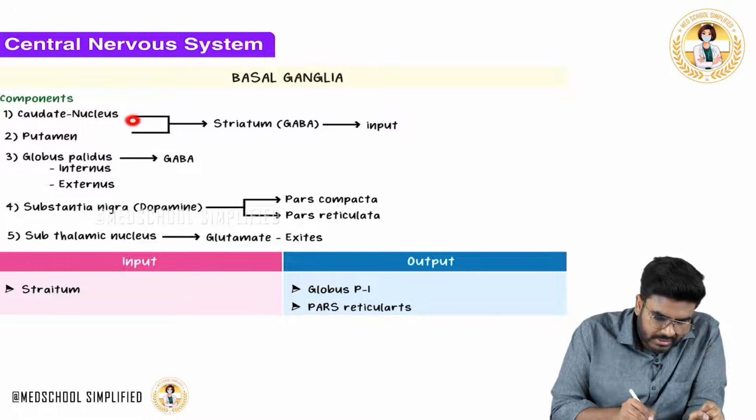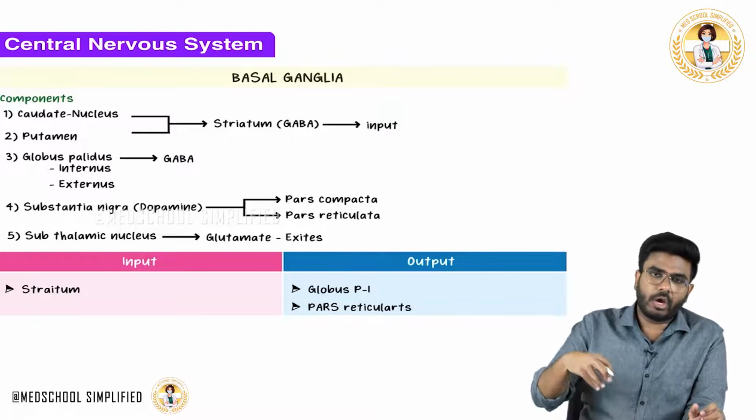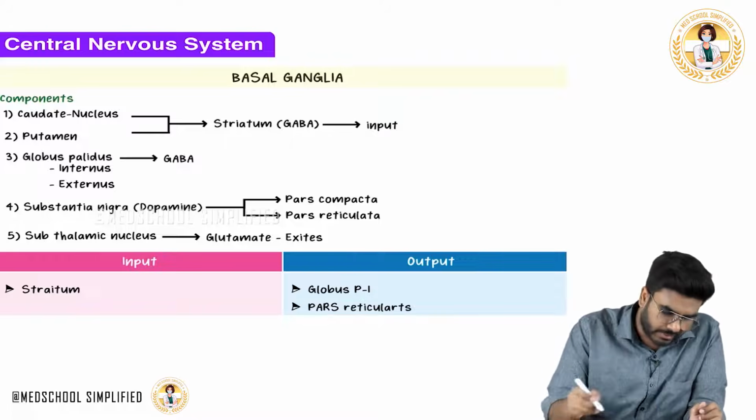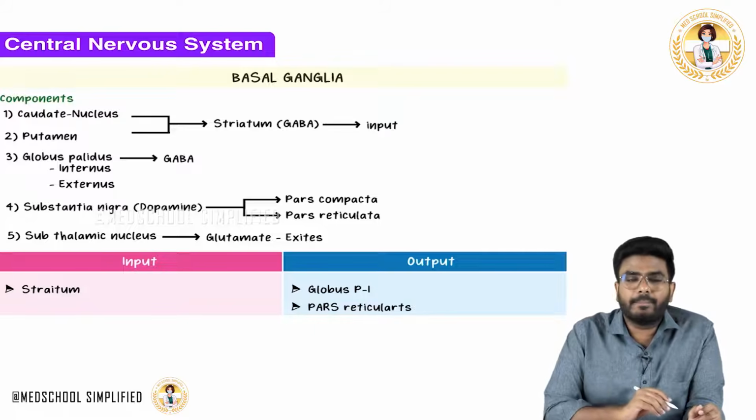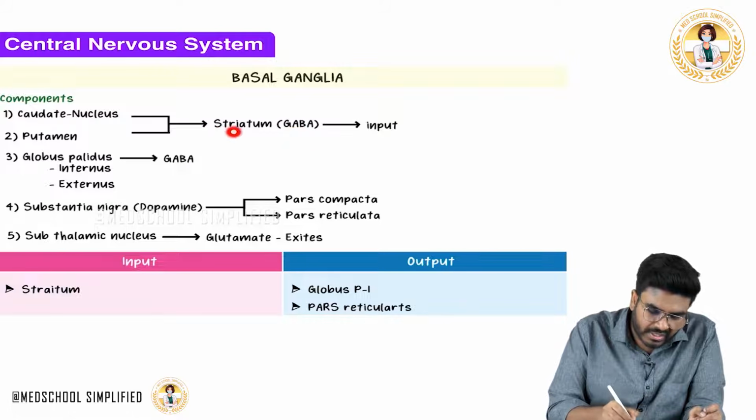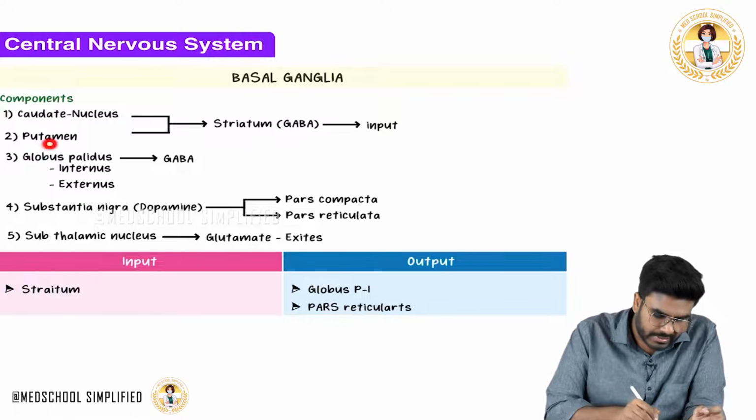All these structures are present deep inside the brain. So caudate nucleus and putamen. These two structures are together called the striatum, or neostriatum.